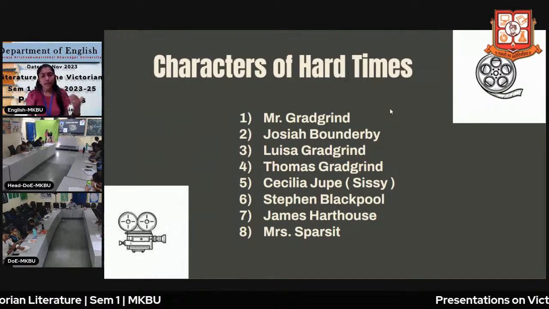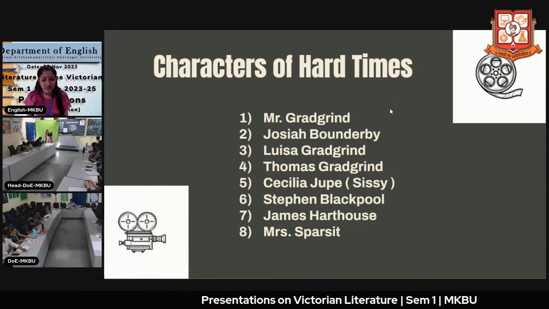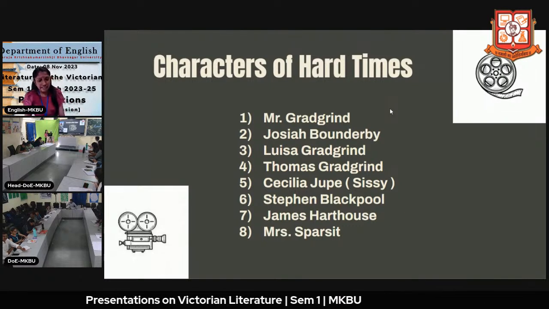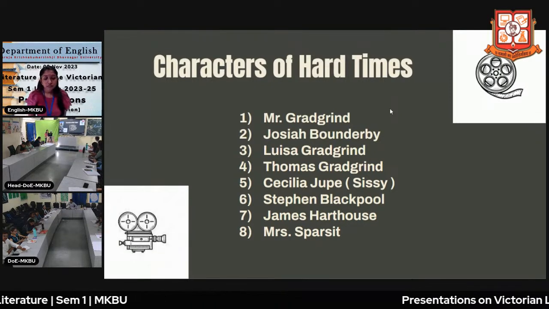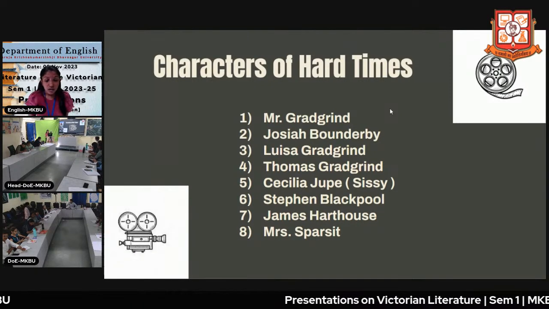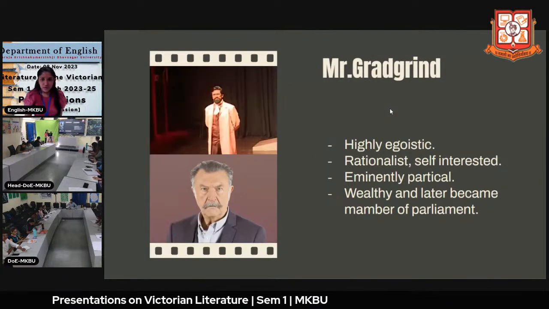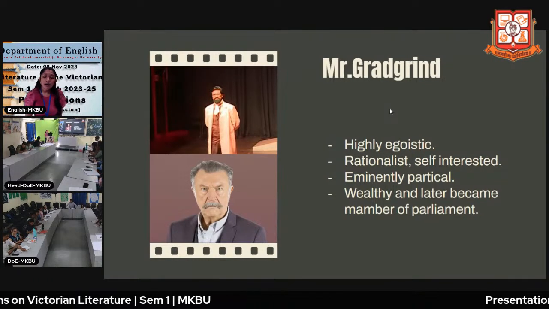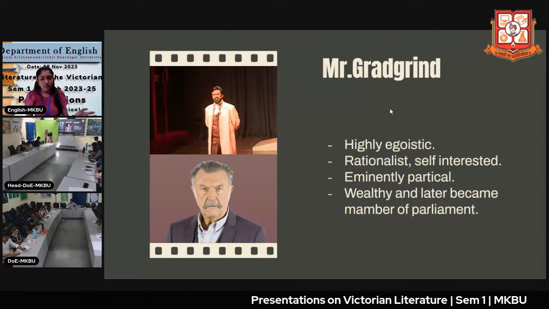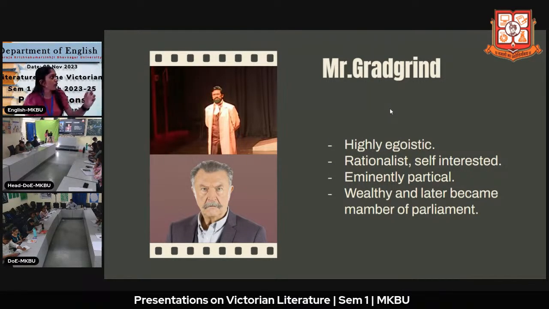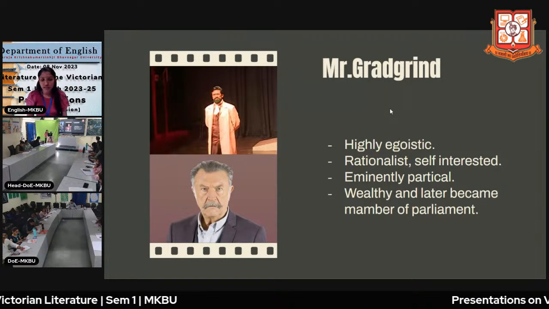The characters that we find in Hard Times are Mr. Gradgrind first of all, and continuing Mr. Bounderby, Louisa, Thomas Gradgrind named Tom, Cecilia Jupe also named Sissy, Stephen Blackpool, Mr. Harthouse, and Mrs. Sparsit. Firstly, Mr. Gradgrind. And in Brave and Beautiful, we have Dasin Koludak. It would be great if I also write the name of this particular character of the series over here.